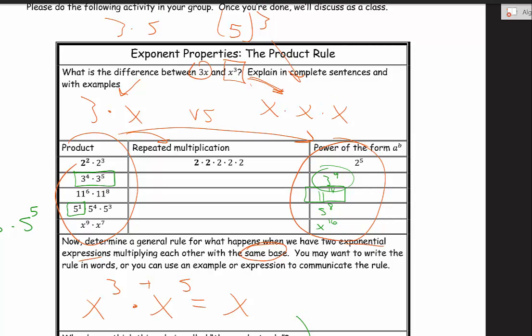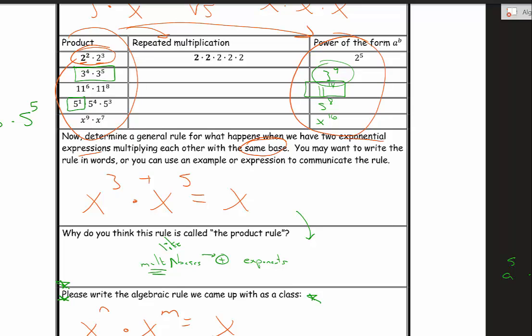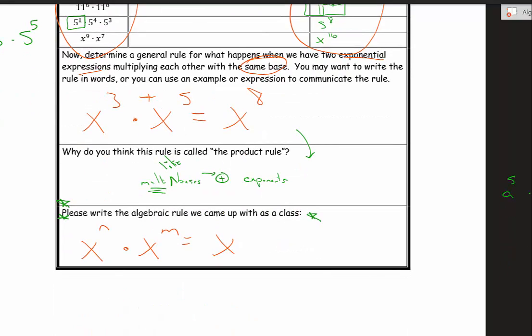Alright, again, so whenever we have those same bases, the 2's are my bases, I'm going to add those exponents to get 5. So if I take those 2's and turn them into a variable, I get x to the third, x to the fifth, we're going to add those and get x to the eighth, as long as they have the same base and we're multiplying. So that's what we fill in here.